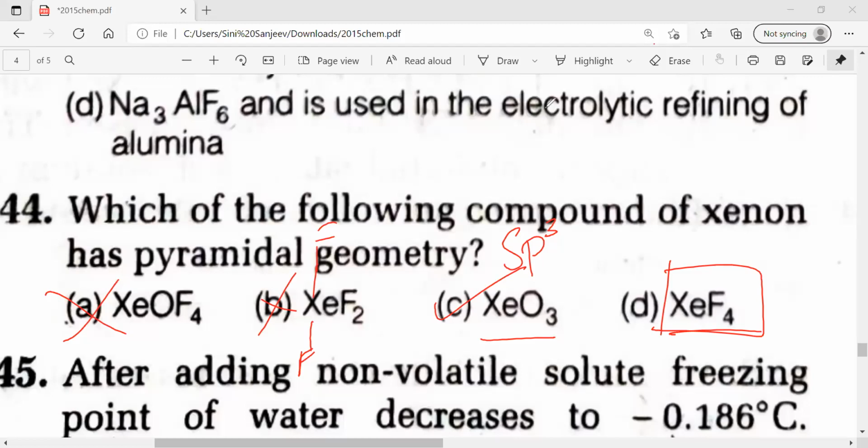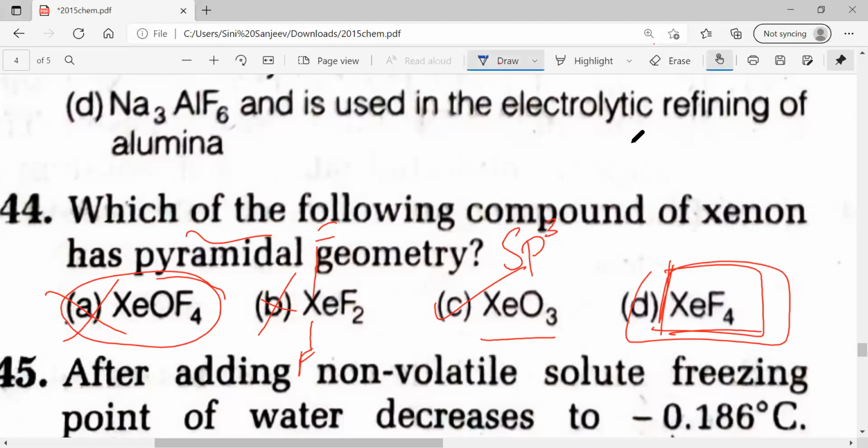44th, C. XeF4, we'll get a square here. Correct or not? Yes, XeF2 is linear. XeOF4, no, it is square pyramidal, but the question here is pyramidal. So option C is the correct answer in this. Option C is my answer.